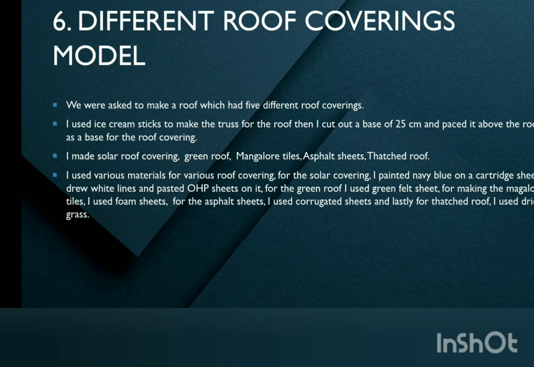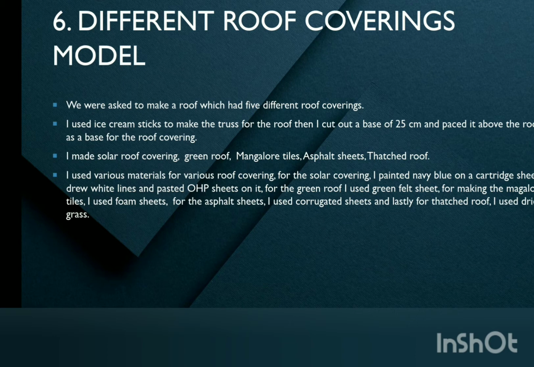I used ice cream sticks to make the truss of the roof, and then I cut out base of 25 centimeters and placed it above the roof as a base for the roof coverings. I made solar roof covering, green roof covering, Mangalore tiles, asphalt sheets, and thatched roof. I used various materials for various roof coverings.